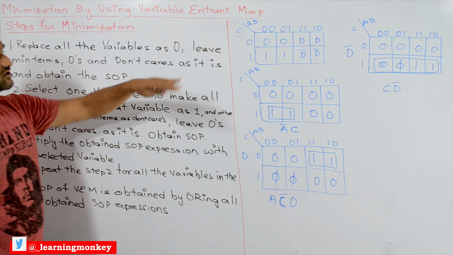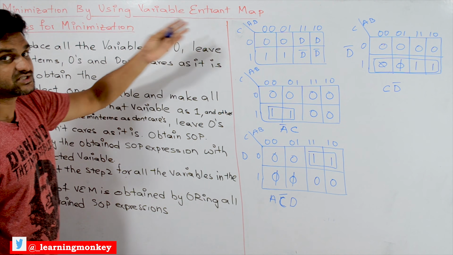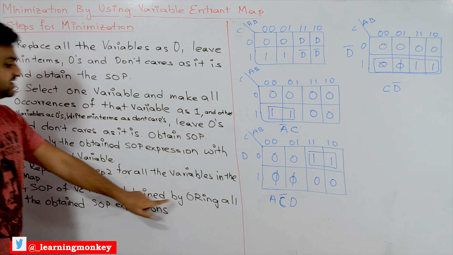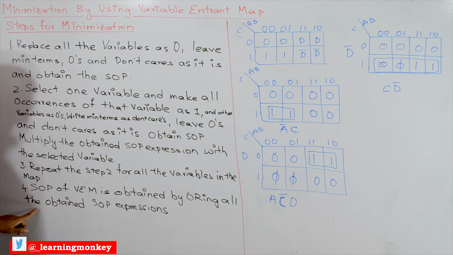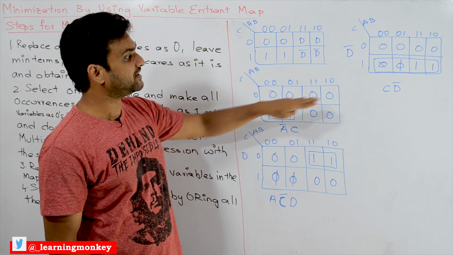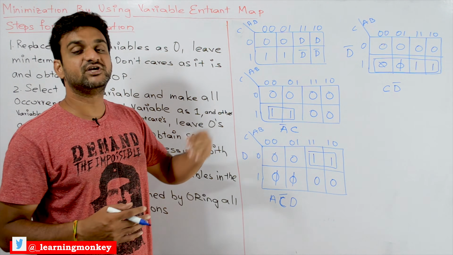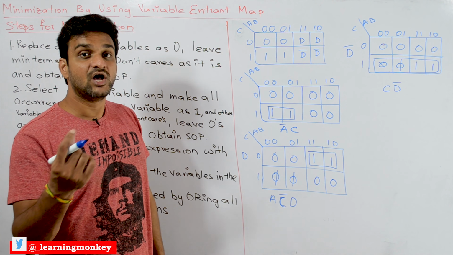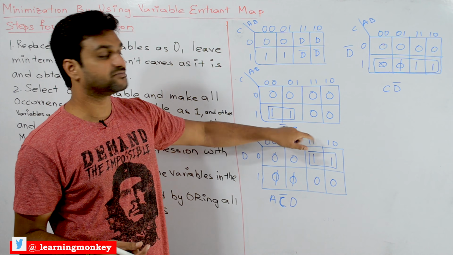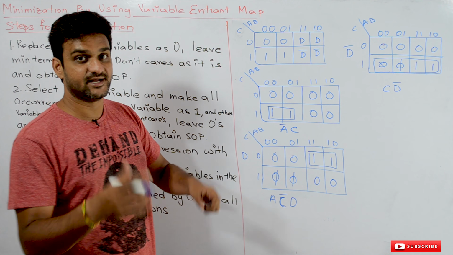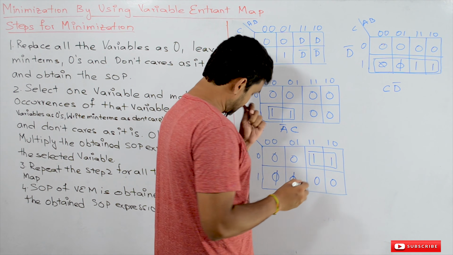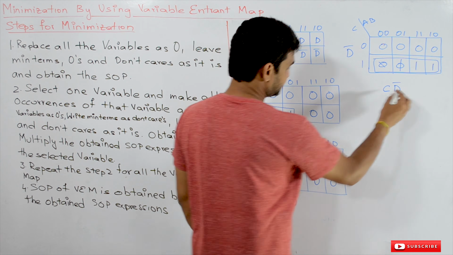Now we are done with all the variables in the K-map. What is the fourth step? The SOP of VEM is obtained by ORing all the obtained SOP expressions. If it is a POS expression, we have to AND them. All the obtained sum expressions have to be ANDed, the dot product. So we do the AND operation with all the expressions.